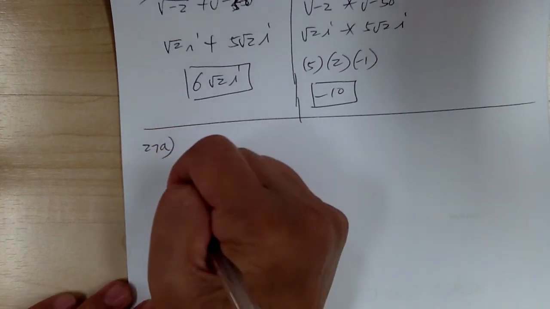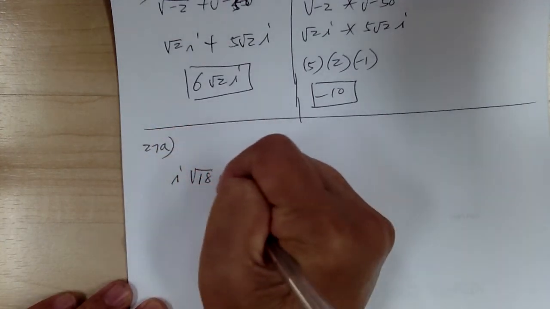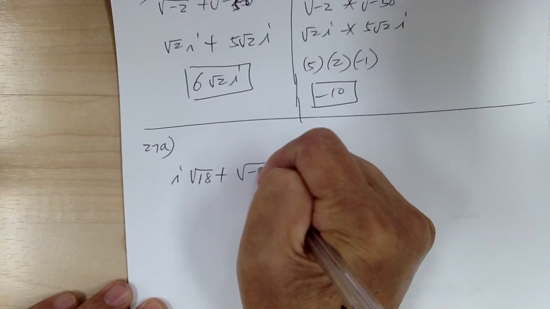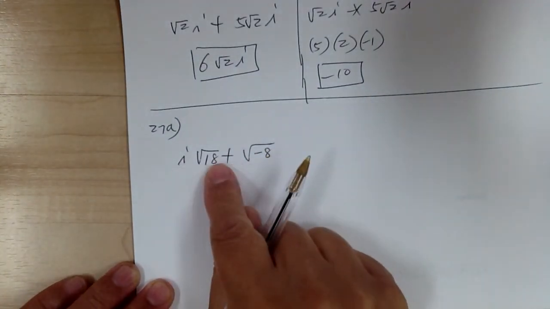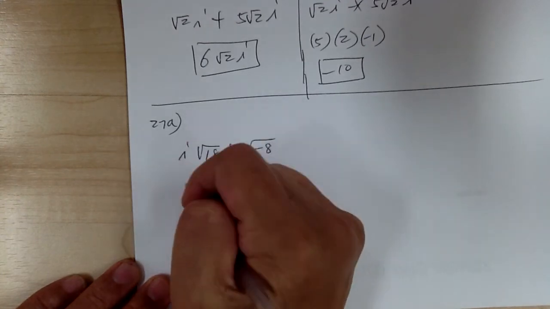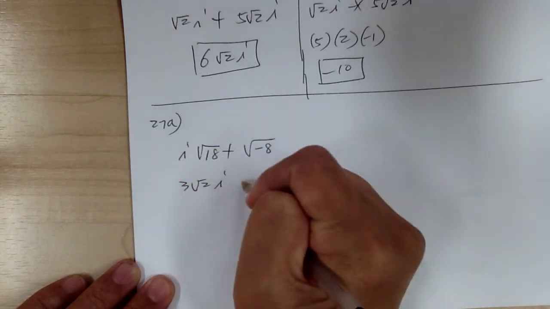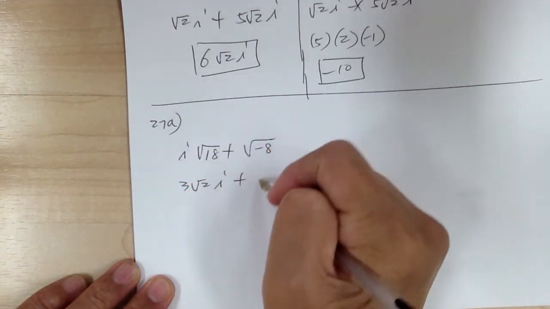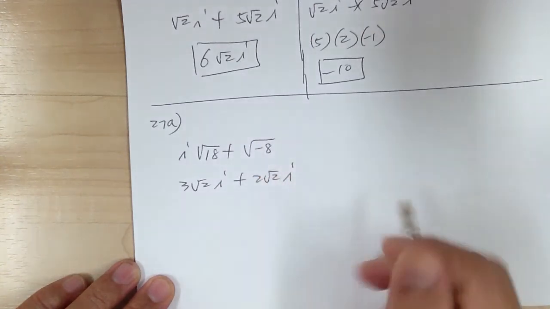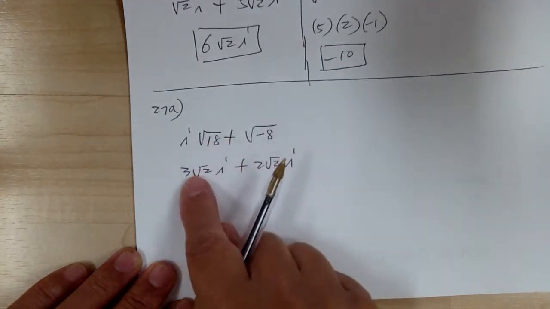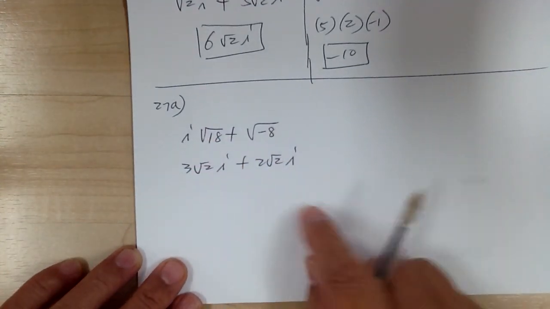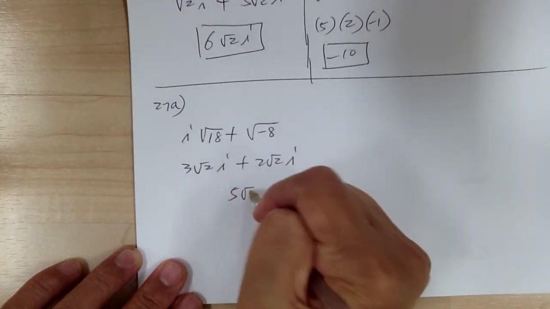Okay, let's go to 27a. You have the square root of 18 plus the square root of negative 8. I don't really like to put i in the front, but anyway, you simplify that. This would be 3 square root of 2 plus 2 square root of 2 i. You can go off to the side to simplify. You should know how to simplify your square roots by now. So now you can add, and it would be 5 square root of 2 i.